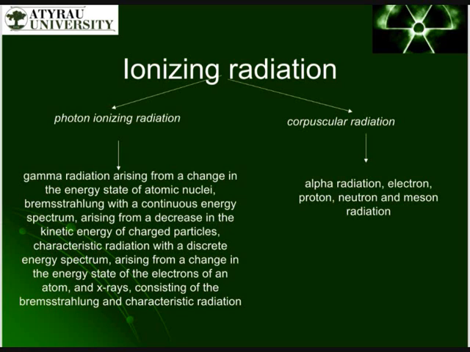Photon ionizing radiation includes gamma radiation, which occurs when the energy state of atomic nuclei changes; Bremsstrahlung with a continuous energy spectrum, which occurs when the kinetic energy of charged particles decreases; characteristic radiation with a discrete energy spectrum, which occurs when the energy state of the electrons of an atom changes; and X-rays consisting of Bremsstrahlung and characteristic radiation. Corpuscular radiation includes alpha radiation, electron, proton, neutron, and meson radiation.